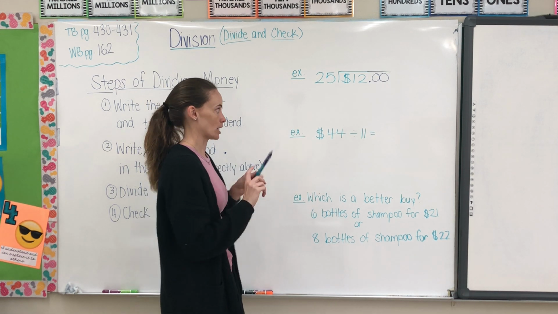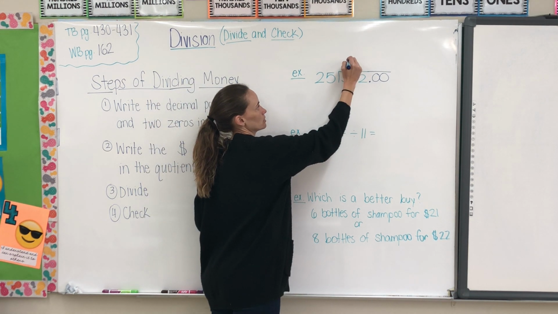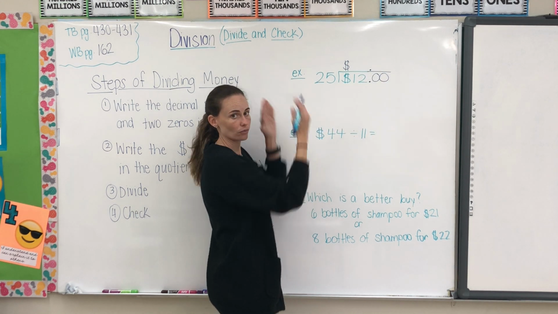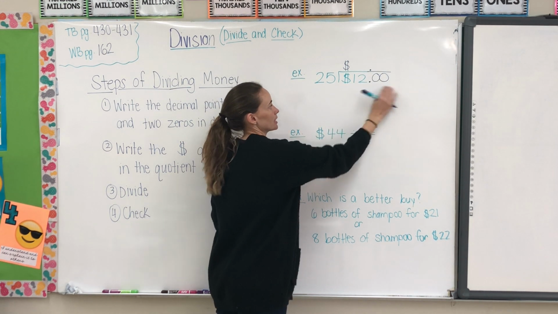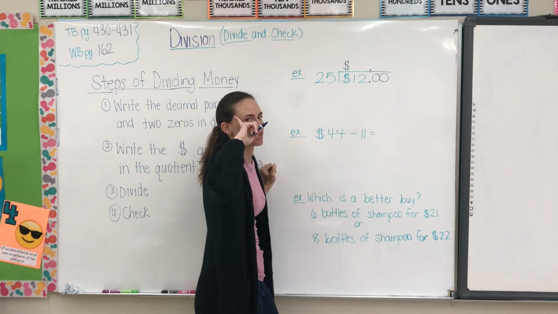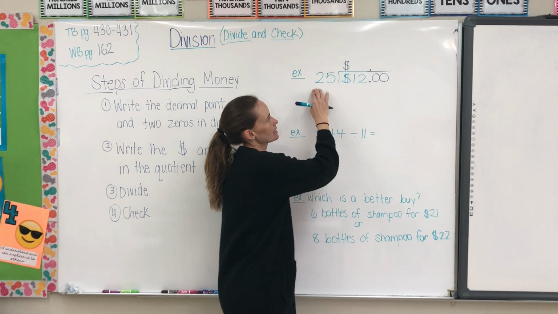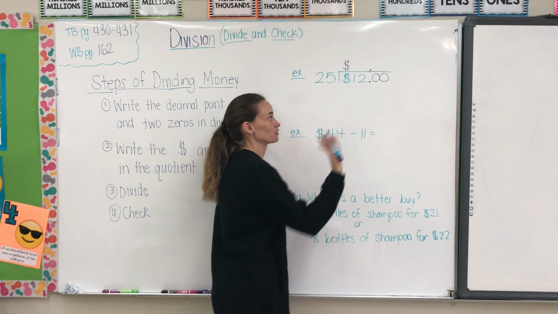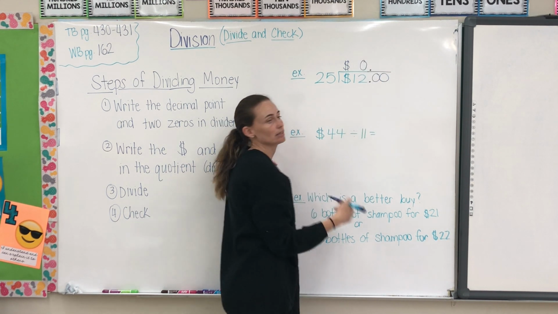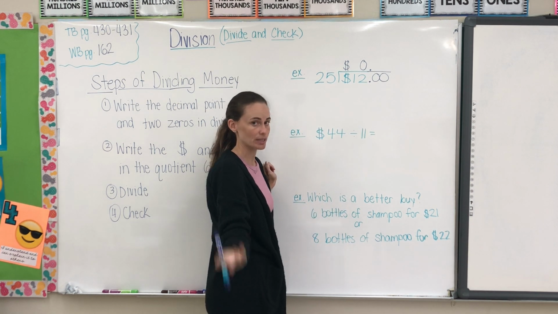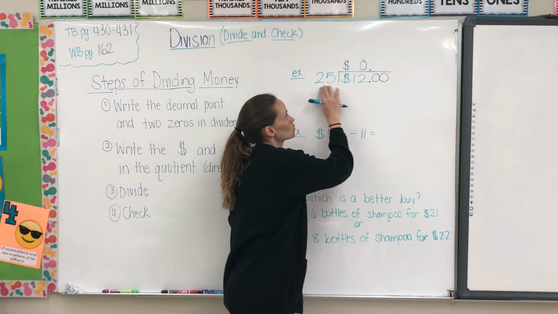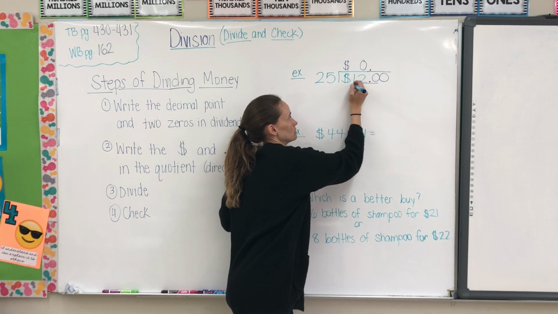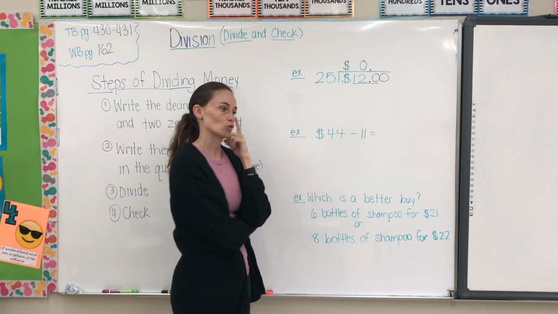So now our next step is that we put the dollar sign and decimal point directly above, right on top of where it is in our dividend, so that we don't forget, right? Okay, we already said that 25 cannot go into 12. Since it's money, we would have to put a 0, right? Because we're not going to have any dollars, we're only going to have cents. So now we're going to do 25 into 120.